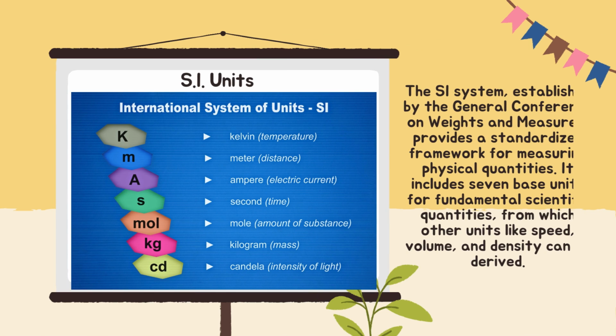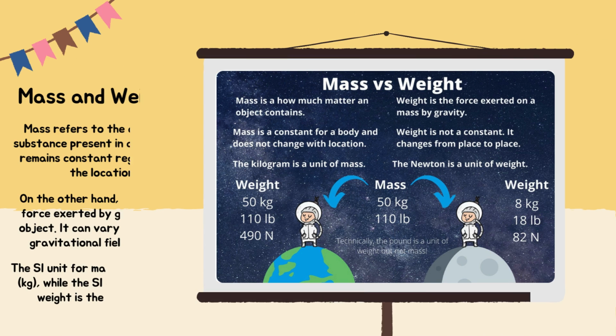Moving forward with SI units. The SI system, established by the General Conference on Weights and Measures, provides a standardized framework for measuring physical quantities. It includes 7 base units for fundamental scientific quantities, from which other units like speed, volume, and density can be derived. Next is mass and weight.